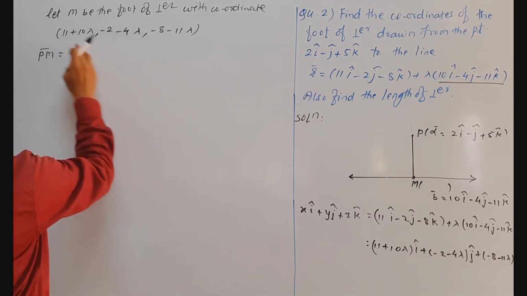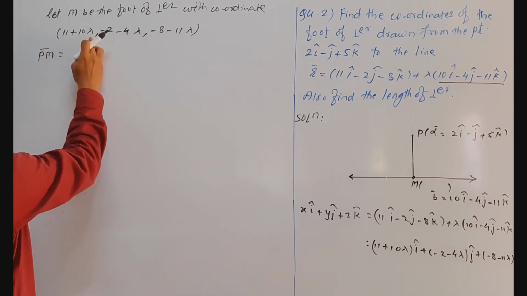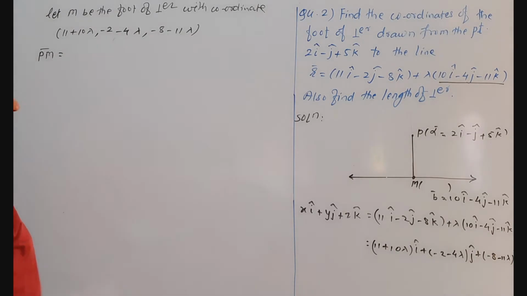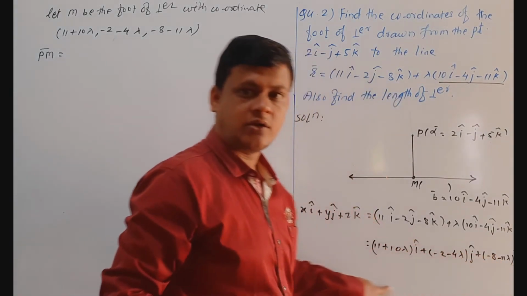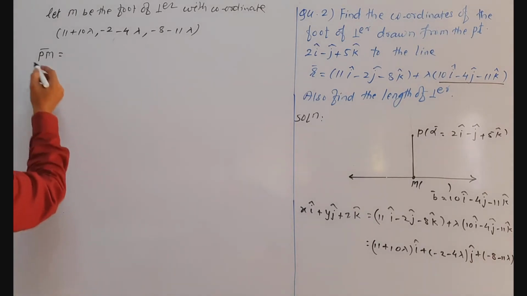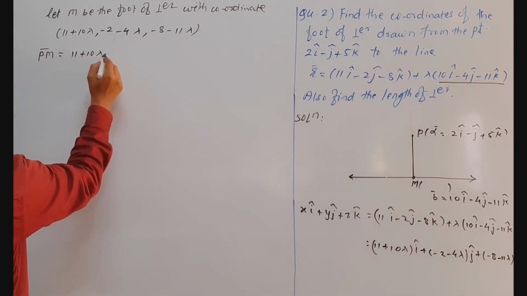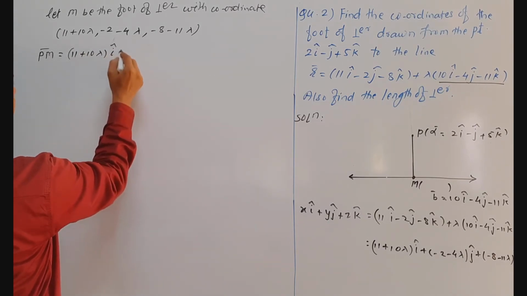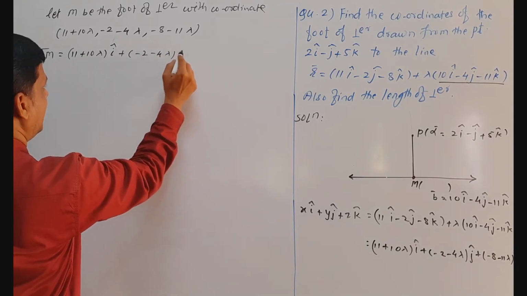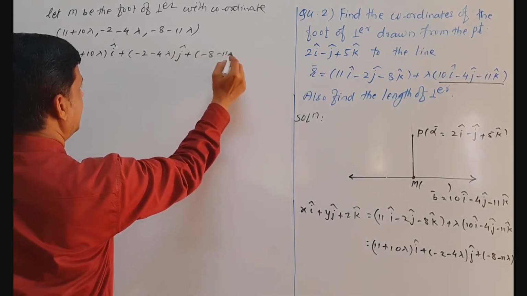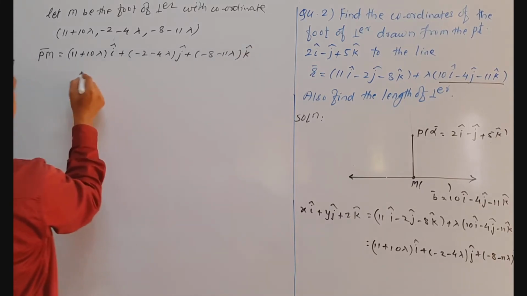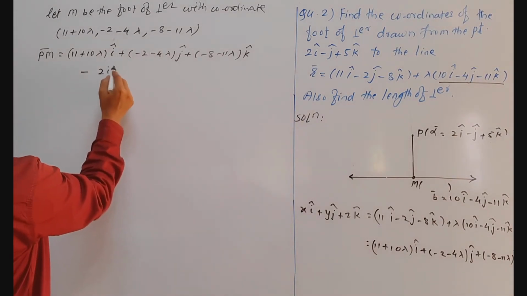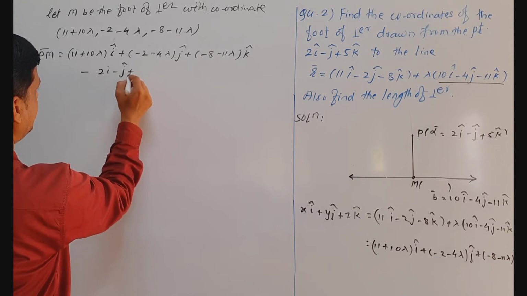So from this we can say (11 plus 10 lambda)i minus (2 plus 4 lambda)j minus (8 plus 11 lambda)k. These are the position vector of point M. So we write here (11 plus 10 lambda)i plus (minus 2 minus 4 lambda)j plus (minus 8 minus 11 lambda)k minus the position vector of P. So we write this as 2i minus j plus 5k.